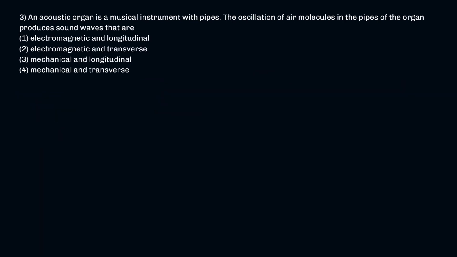All right, so example number 3. We have an acoustic organ, which is a musical instrument with pipes. The oscillation of air molecules in the pipes of the organ produces sound waves that are: answer choice 1, electromagnetic and longitudinal. Answer choice 2, electromagnetic and transverse. Answer choice 3, mechanical and longitudinal. Answer choice 4, mechanical and transverse.